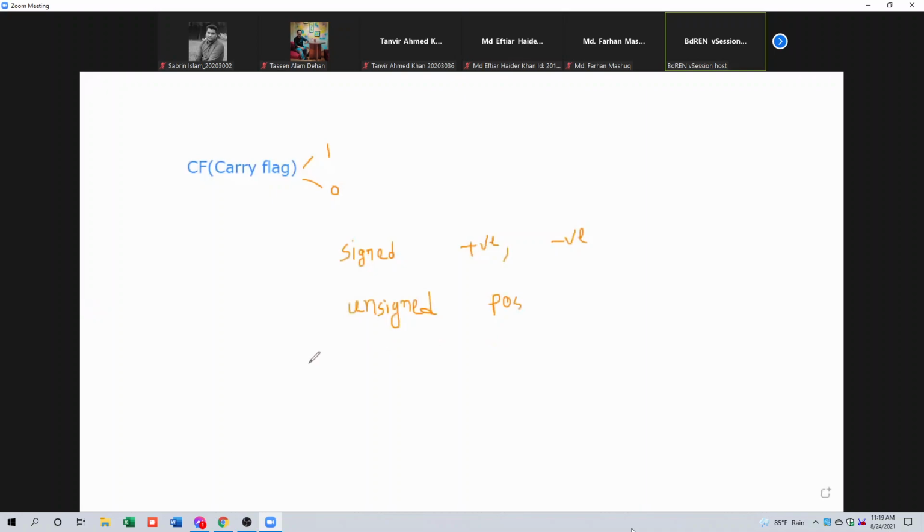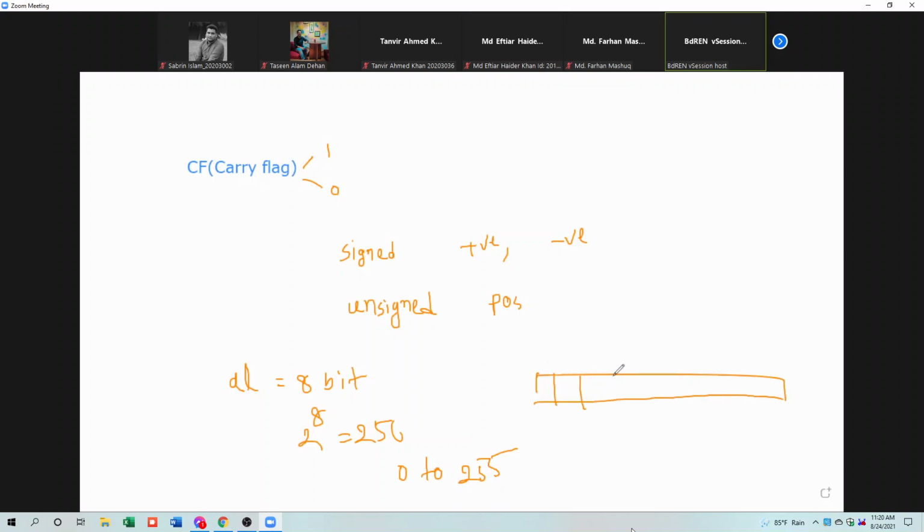Now if the size of the unsigned integer is 8, suppose you are going to store the unsigned integer inside an 8-bit register, what will be the range of data? What will be the range of values that can be inserted inside the AL register? AL is an 8-bit register. The range will be 2 to the power 8, that is 256. So we can store all the numbers from 0 to 255 inside an 8-bit register. This is the AL register.